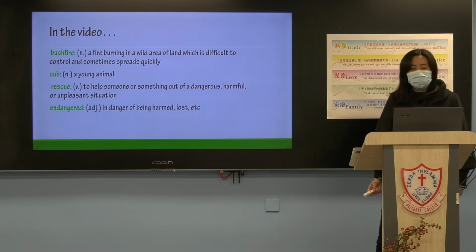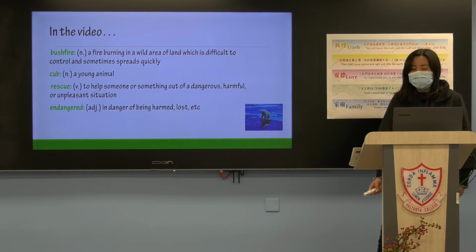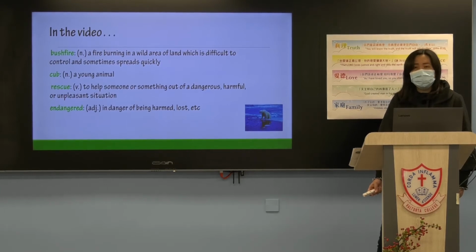The last one is endangered. Endangered. This is an adjective. It means in danger of being harmed, lost, etc. For example, the polar bear is a kind of endangered animal because the icebergs in North Pole are melting. The polar bears can't live there anymore, so they are endangered.